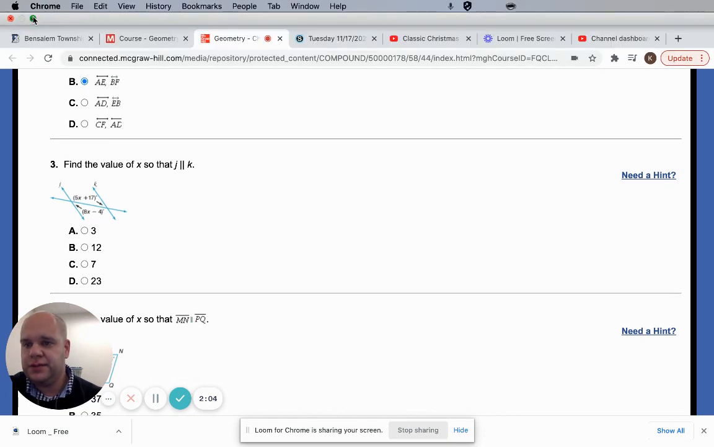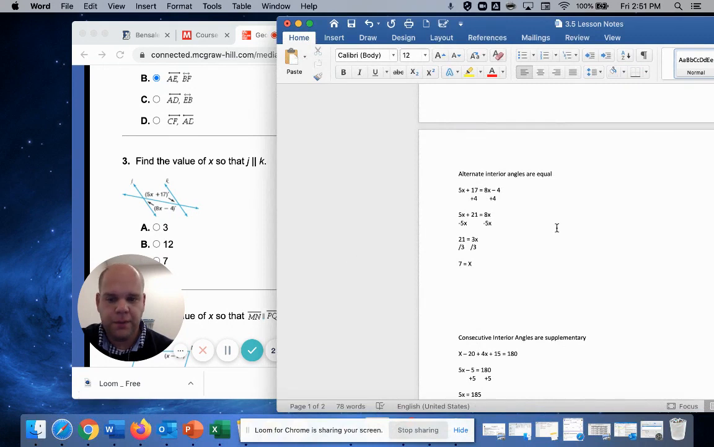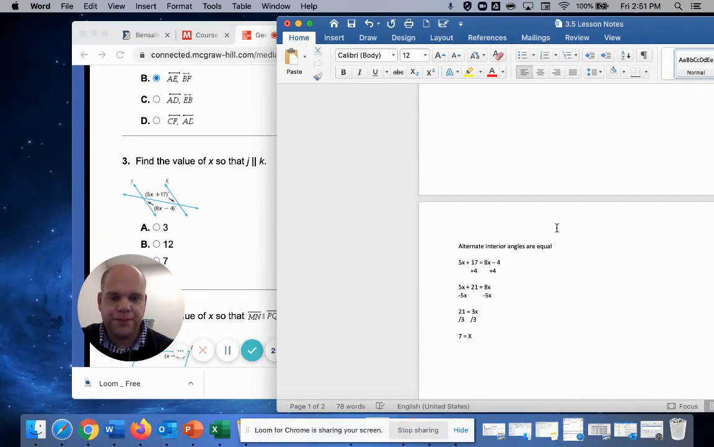Luckily for you guys, Mr. Selby might have already solved it. Let's see. Oh, here we are. Hopefully you guys can see this. So alternate interior angles are equal. So 5x plus 17 equals 8x minus 4.